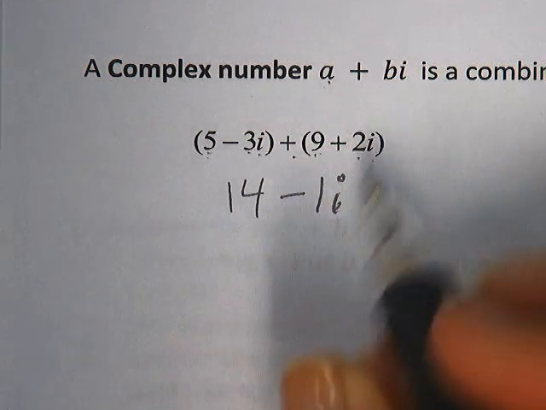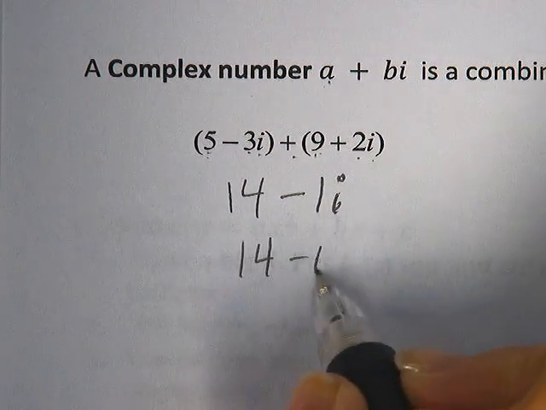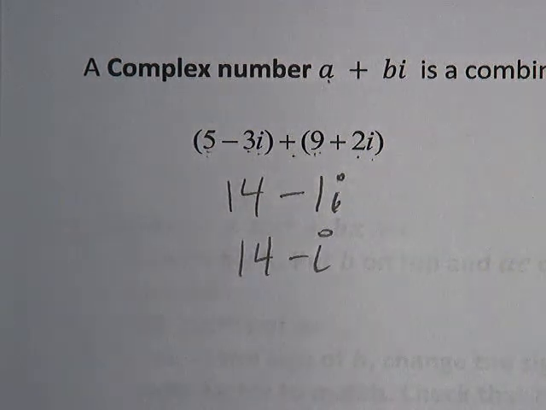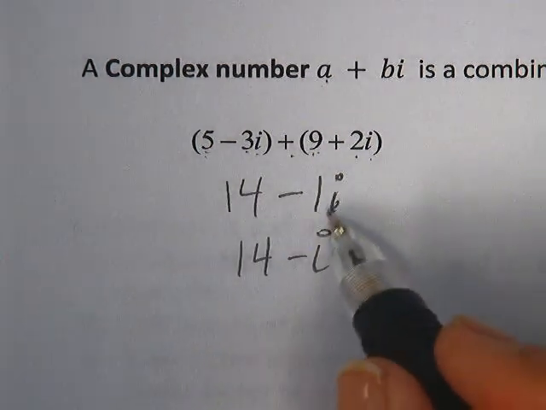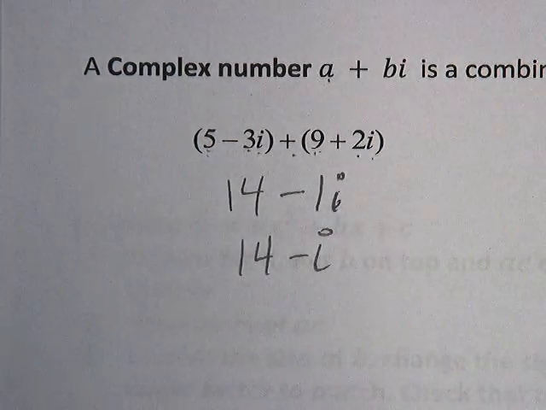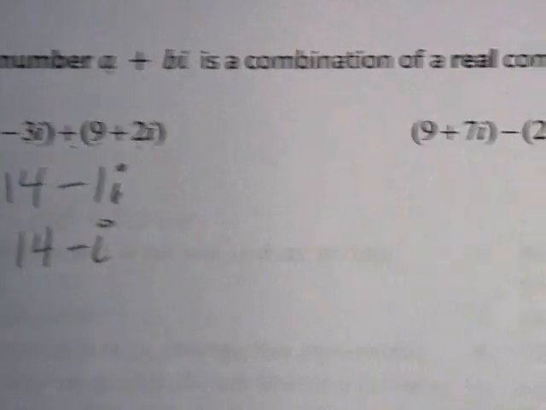And you don't have to write the 1. It's perfectly okay to write it as 14 minus i. That's just as good, and you don't tend to mix it up. So the answer to that is just 14 minus i.